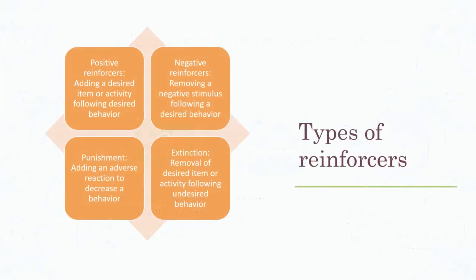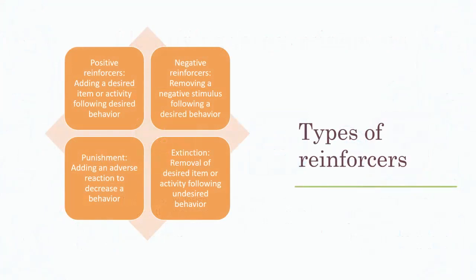When choosing a reinforcer, we need to know that there are 4 types of reinforcers. Positive reinforcements or reinforcers are the addition of a desired activity or item following the desired behavior. We get positive reinforcers all the time in the way of earning money for working. For individuals we support, a tangible item might be a better reinforcer.